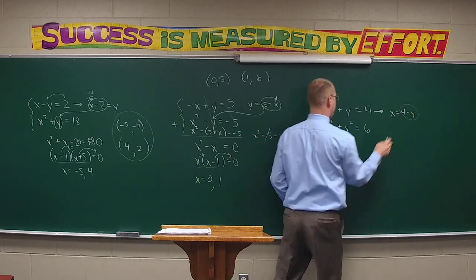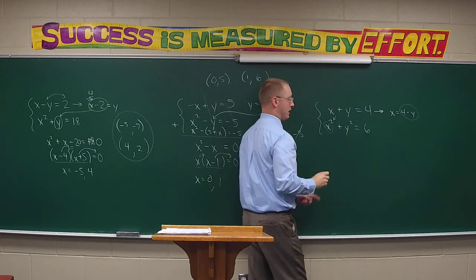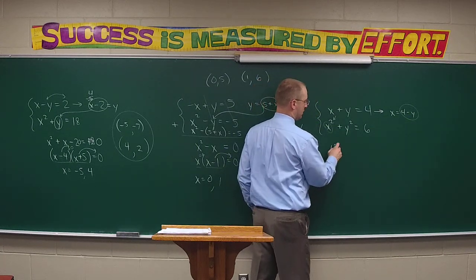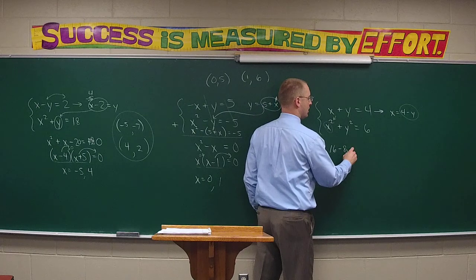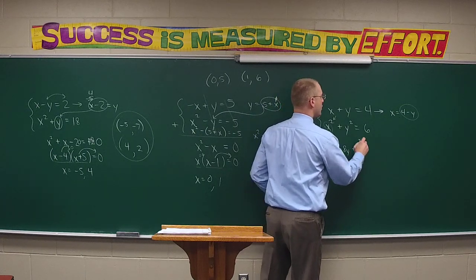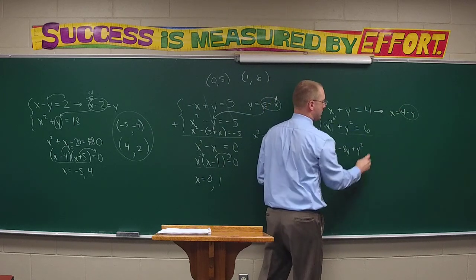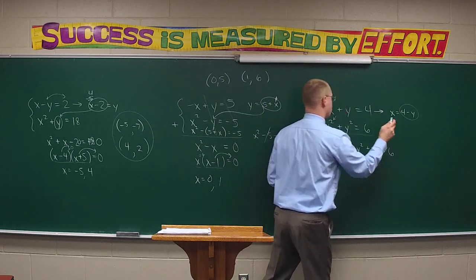And then we're going to take the 4 minus y, plug it in here, but we've got to square it. What do we get when we square the 4 minus y, Kendall? 16, negative 8y, positive y squared. Good. And then we still have all the rest of the equation. That was just the x squared, or the (4 minus y) squared. So we still have the plus y squared is equal to 6.